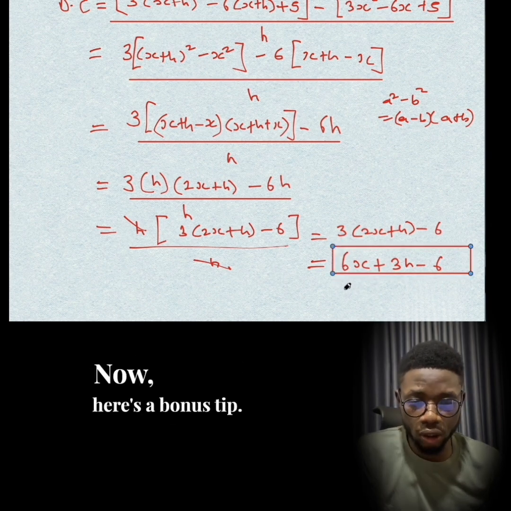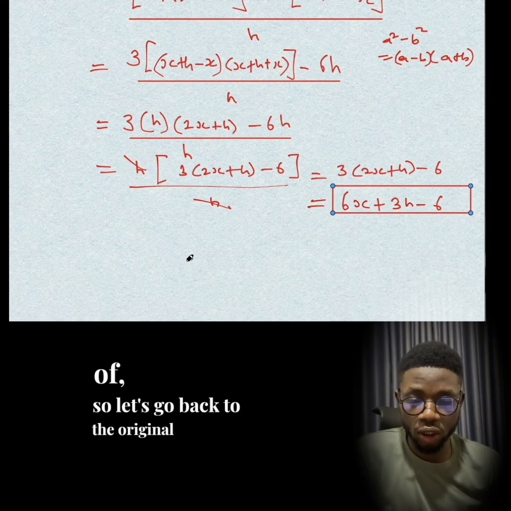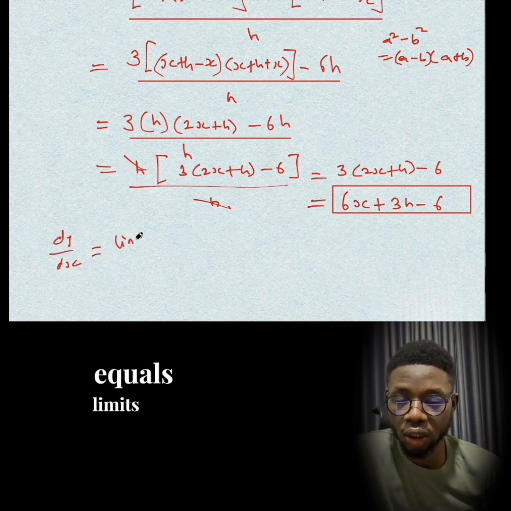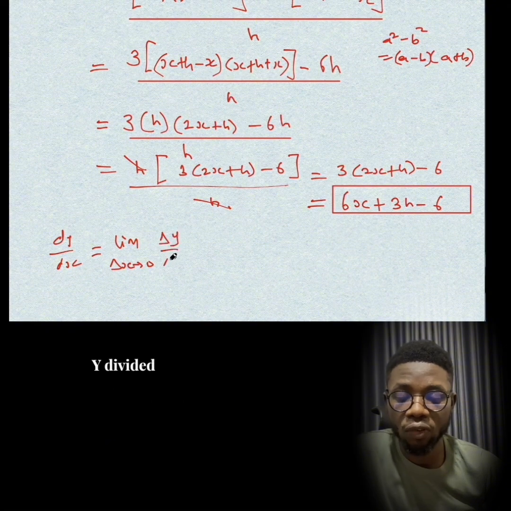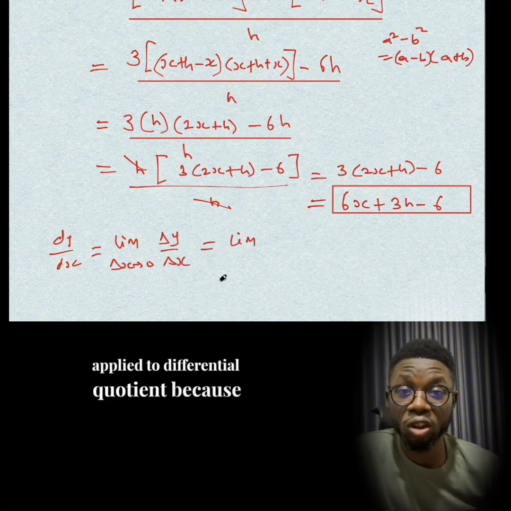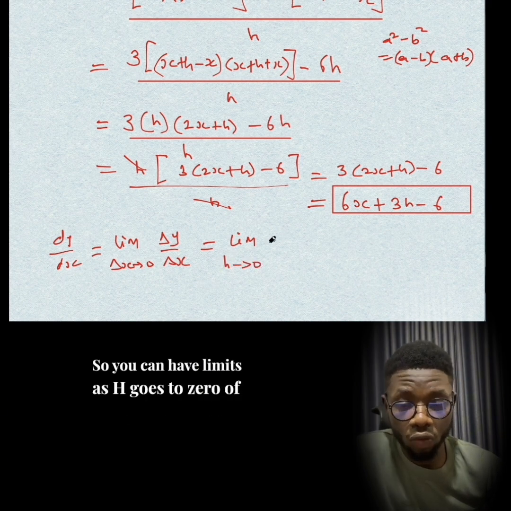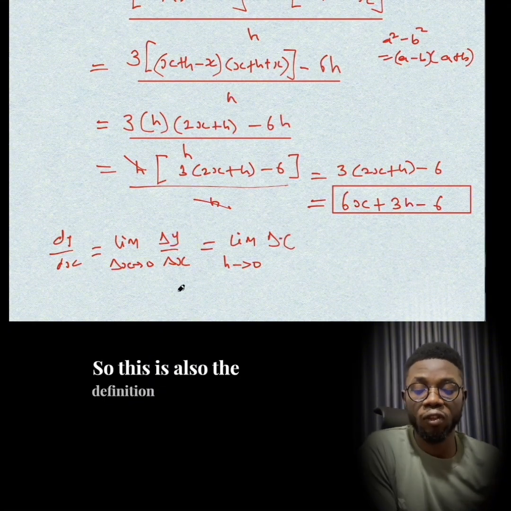Now, here's a bonus tip. If we want to find the derivative, let's go back to the original function. If you remember, I said that dy/dx equals the limit as change in x goes to 0 of change in y divided by change in x. This can also be applied to the differential quotient, because it's the same thing. So you can have the limit as h goes to 0 of your differential quotient. This is also the definition of the derivative.